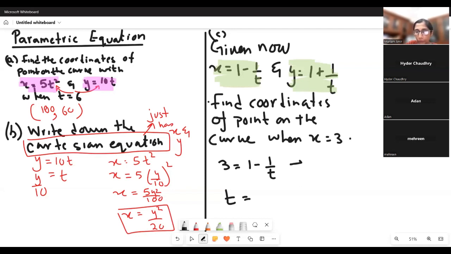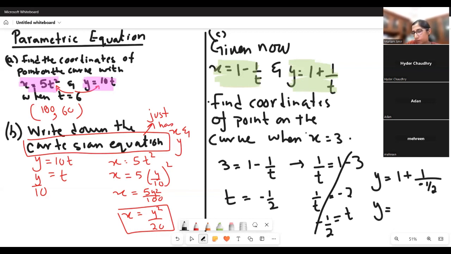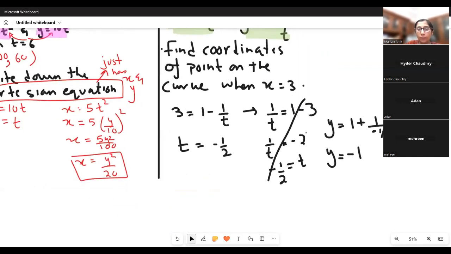I'm going to take 1 by t towards the left and 3 towards the right. So 1 by t equals minus 2. T equals minus half. So t is coming out to be minus half. Now substitute it in y equals 1 plus 1 over t and get y. So y equals 1 plus 1 upon minus half. 1 upon minus half becomes minus 2. So y is minus 1. So the required coordinates are 3 comma minus 1.